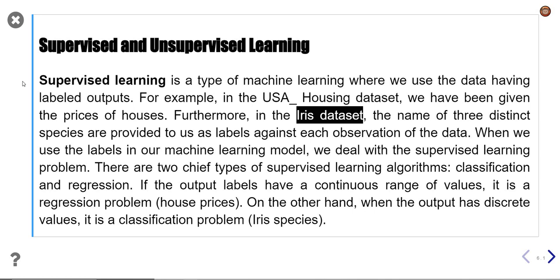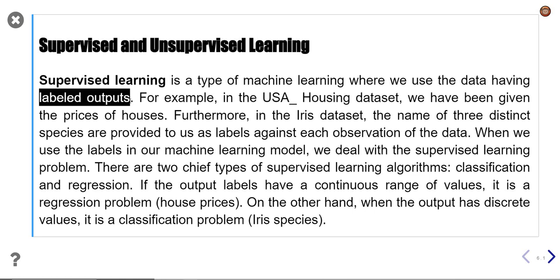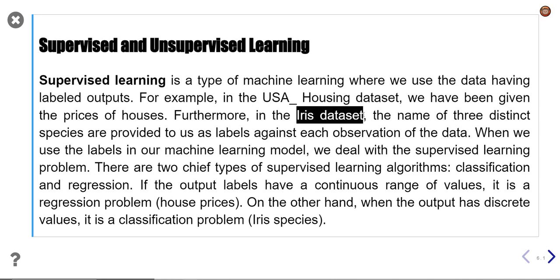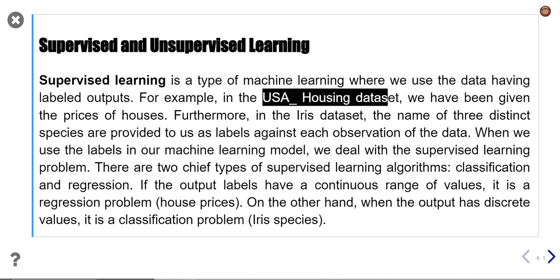Prediction label. When the attribute that we want to predict, we usually call it a label. Label. Sorry, you were saying something? Okay. Okay, coming closer, what is the nature of the label attribute in USA housing and also in IRIS?